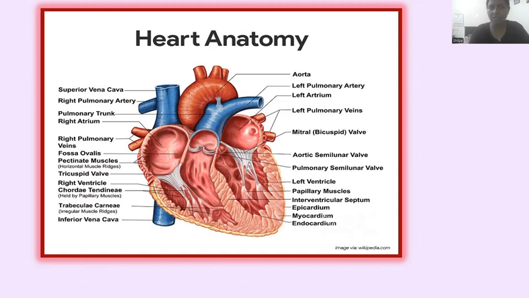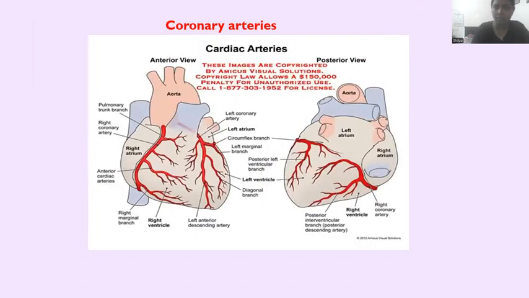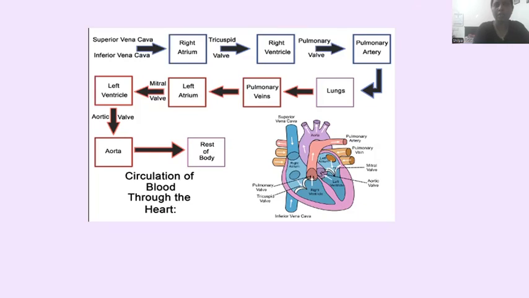And then you can see here the superior vena cava, aorta, left pulmonary artery, pulmonary trunk, and right atrium. I've marked each and every part here for you, easy to understand. And about the circulation of blood through the heart, in a simple way, I'll explain the valves and everything. Four valves are there, but first check it out here.